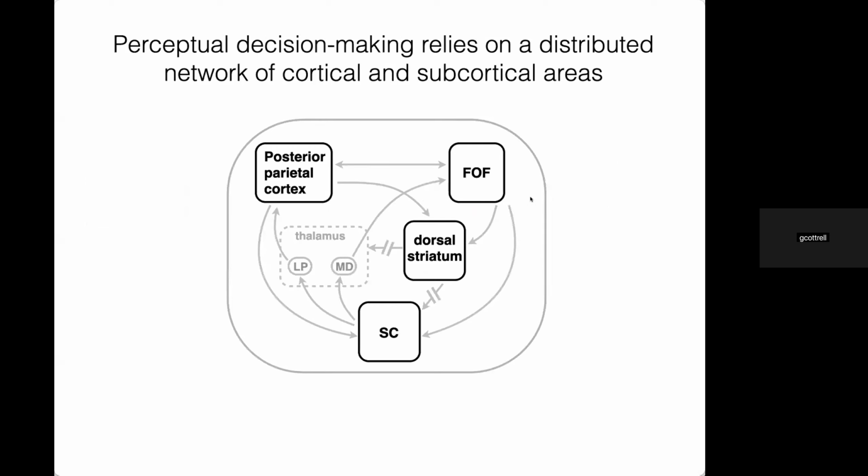Perceptual decision making relies on a distributed network of cortical and subcortical areas. This is a rodent view, but there's frontal cortex, parietal cortex, the basal ganglia, thalamic networks, superior colliculus, and so on, a number of overlapping areas from Tim's talk. One appealing feature is that this network seems to be evolutionarily conserved across primates and rodents. They're homologous.